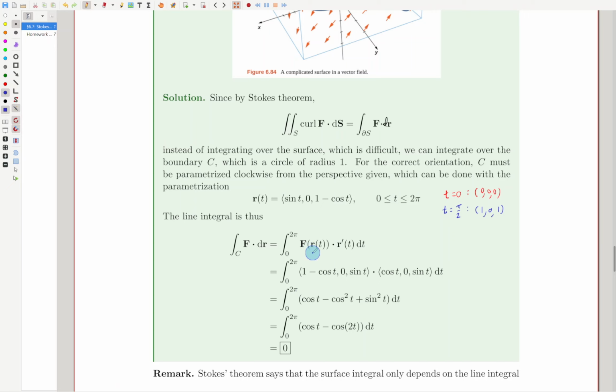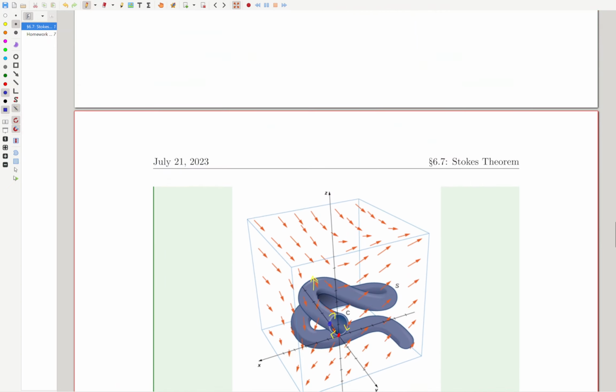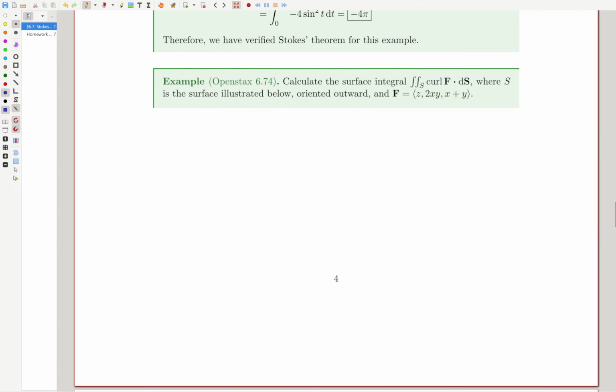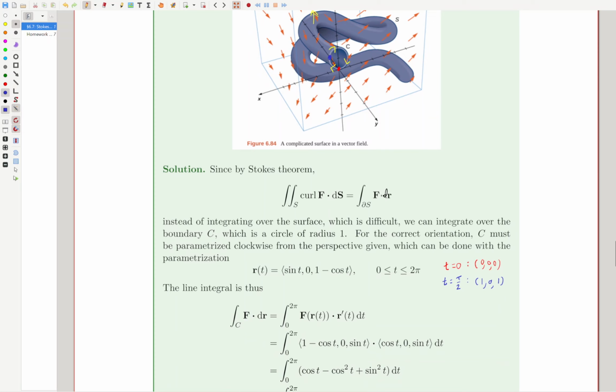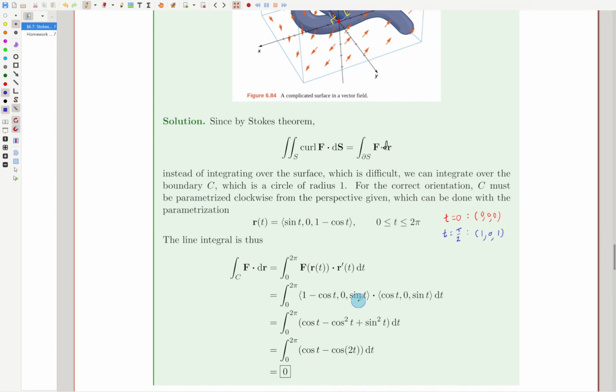F of r of t, what is f again? F is z, 2xy, and then x plus y. Okay, so z is this function, 2xy is this function, and then x plus y is this function. So that is f of r of t. And then r prime of t is the derivative of this, which is pretty easy to do. Next, we take the dot product of these. So then that's going to be this, and then plus cosine squared.